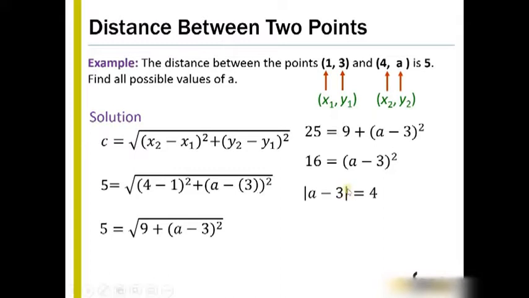So the absolute value of a minus 3 must be 4. Or in other words, a minus 3 is 4, or a minus 3 is -4. Solving this gives a is 7, or a is -1. So these are the two possible values for a.